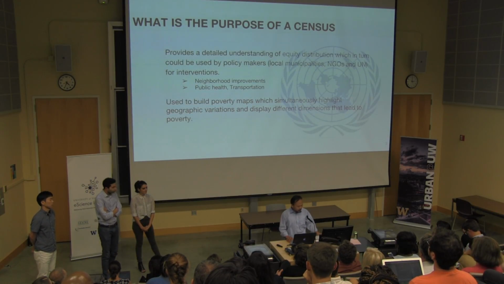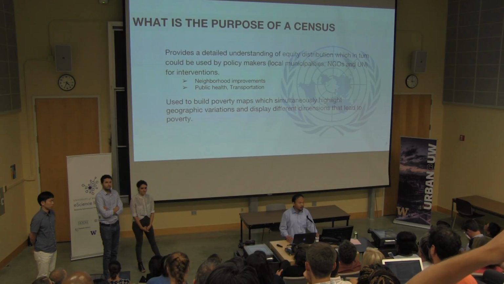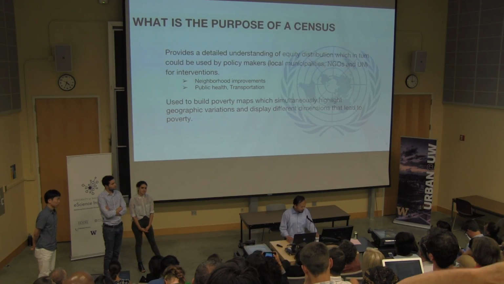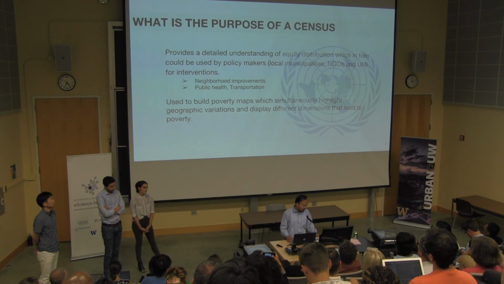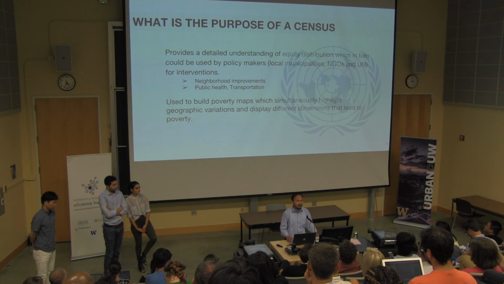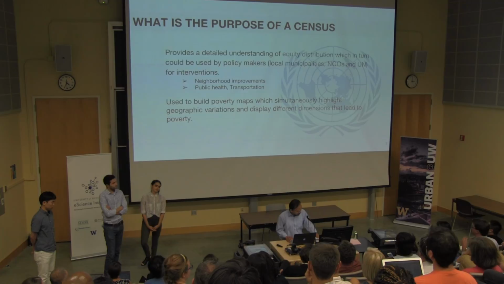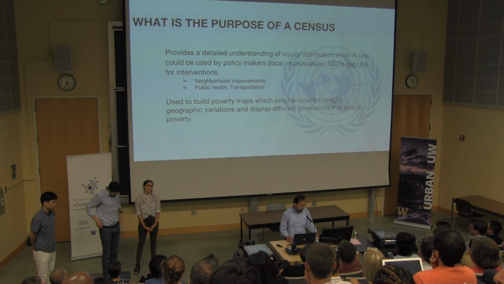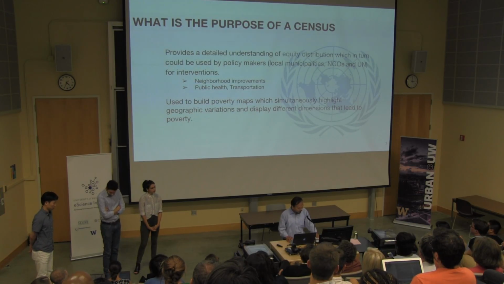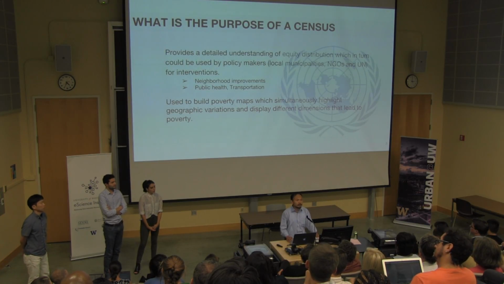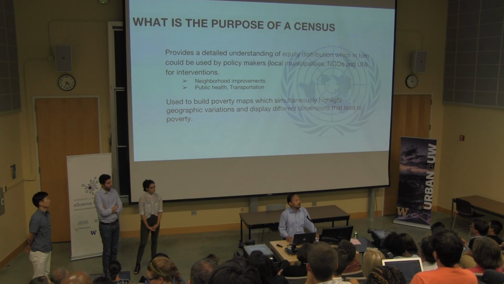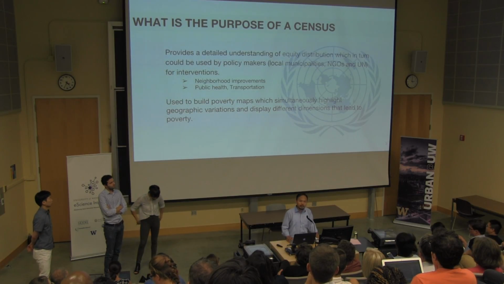One of the main purposes of census is to provide a detailed understanding of equity distribution of resources, which in turn could be used by policymakers like local municipalities, NGOs, and the UN for social interventions like neighborhood improvement, public health and education services, and other social interventions. As resources for social intervention are allocated based on population, equitably distributing public funds and resources requires population data, which is produced by census.